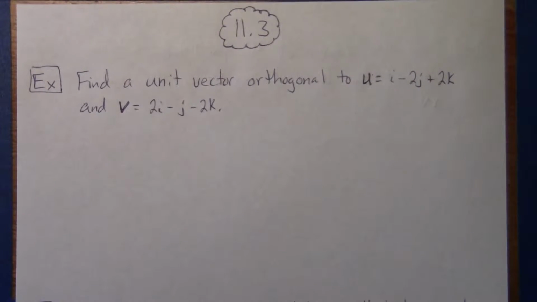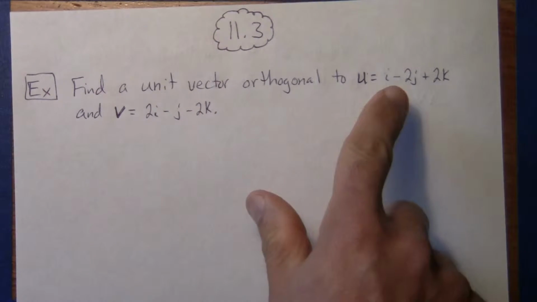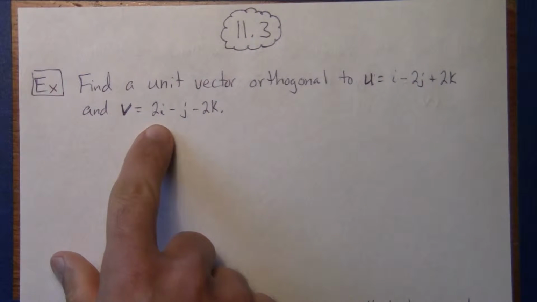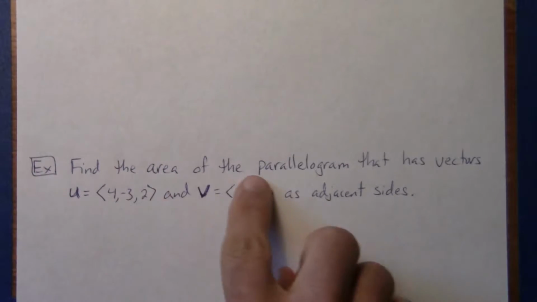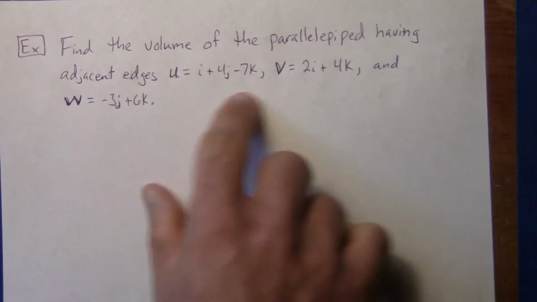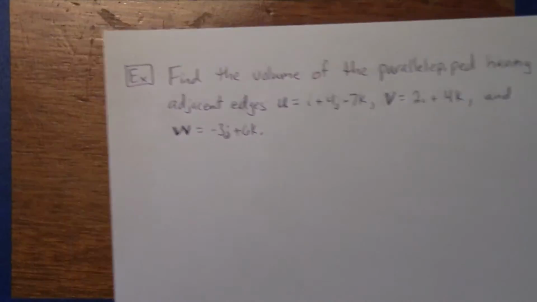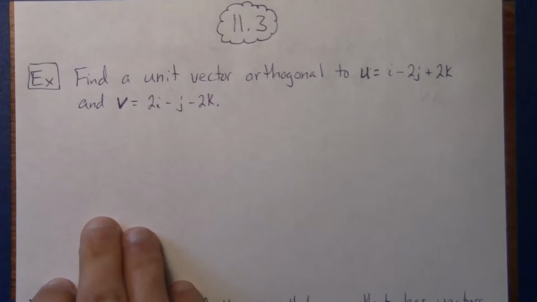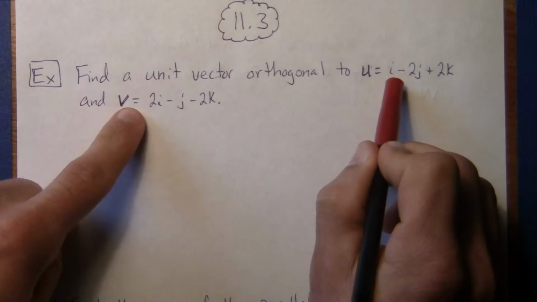Section 11.3 homework help. I'm going to take a look at 3 problems to help you out today. The first one is going to ask you to find the unit vector that's orthogonal to vector u and vector v. I'm also going to ask you to find the area of a parallelogram that has the vectors u and v as adjacent sides. And then we'll look at finding the volume where you have 3 adjacent edges, u, v, and w.